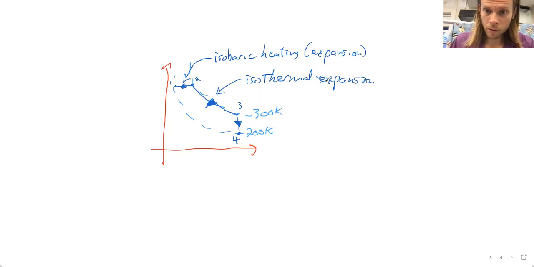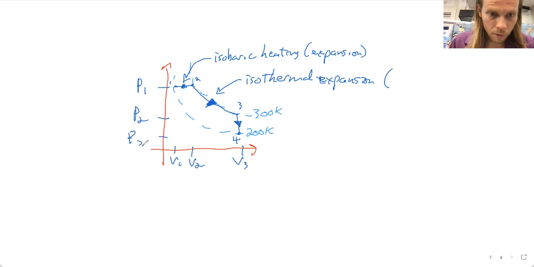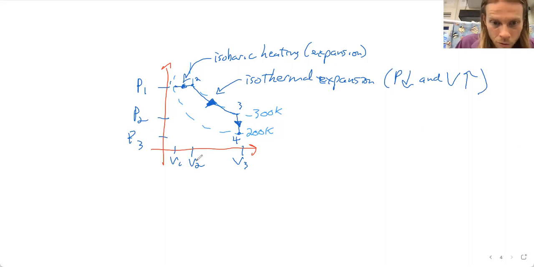Like the balloon. We allowed the balloon to expand at constant temperature. So what happened here? Did the pressure go up or down from 2 to 3? Here I have P1, here I have P2, here I have V1, V2, V3, and here I have P3. So here was isobaric, here was isothermal, the pressure went down and the volume went up. See that? So V2 to V3, that increased volume and decreased pressure. Isn't that cool? Take a second and let that make sense.